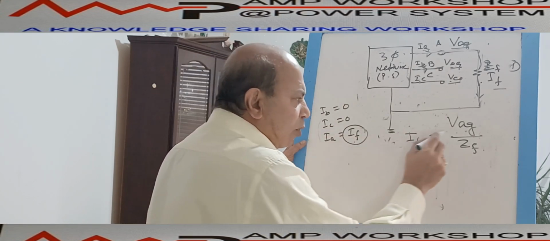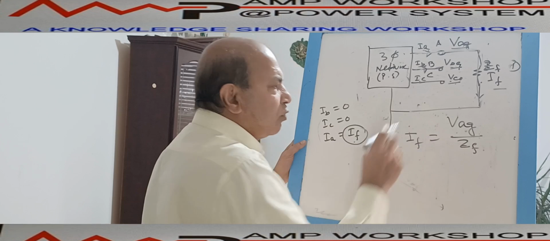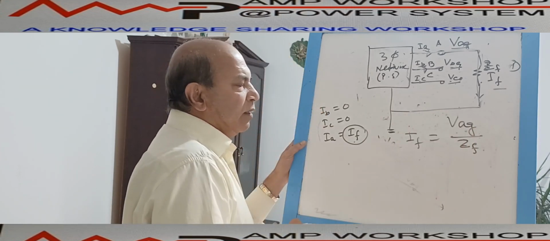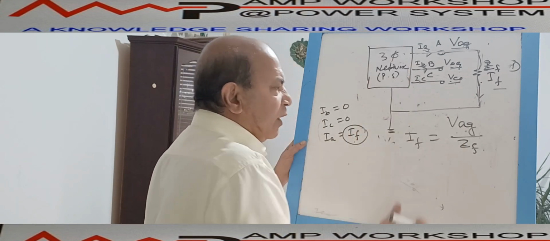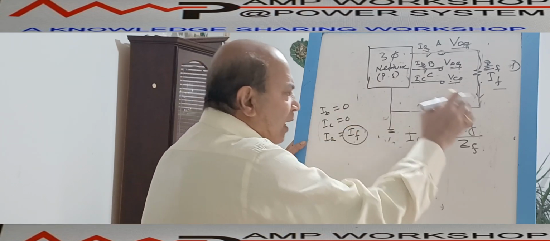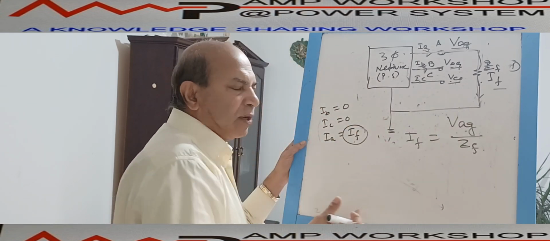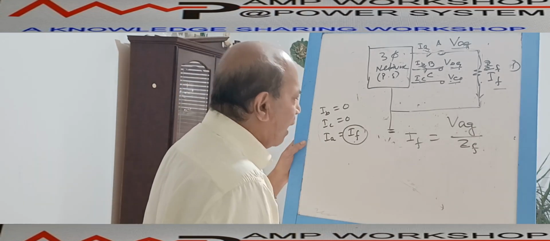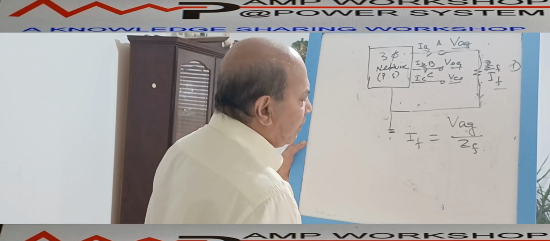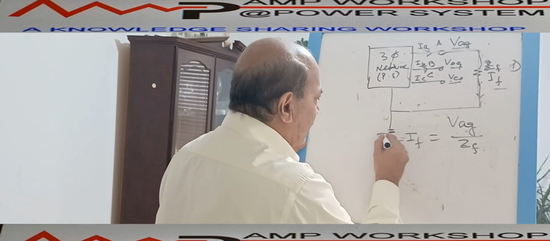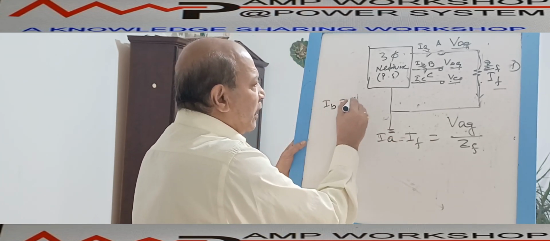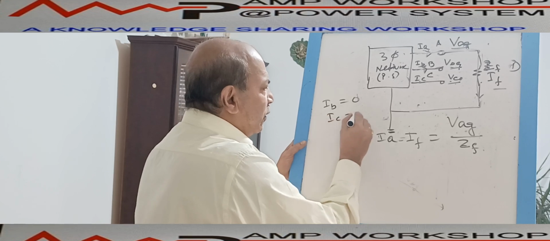This is my IF fault current in terms of VAG and ZF. Now, as this voltage is unbalanced, we don't know the magnitude of this voltage. That's why we have to find this current with respect to the fault voltage, and the impedance in terms of the sequence components. How can we calculate this? From this expression, IF is equal to IA, and we already know IB equals 0, IC equals 0.